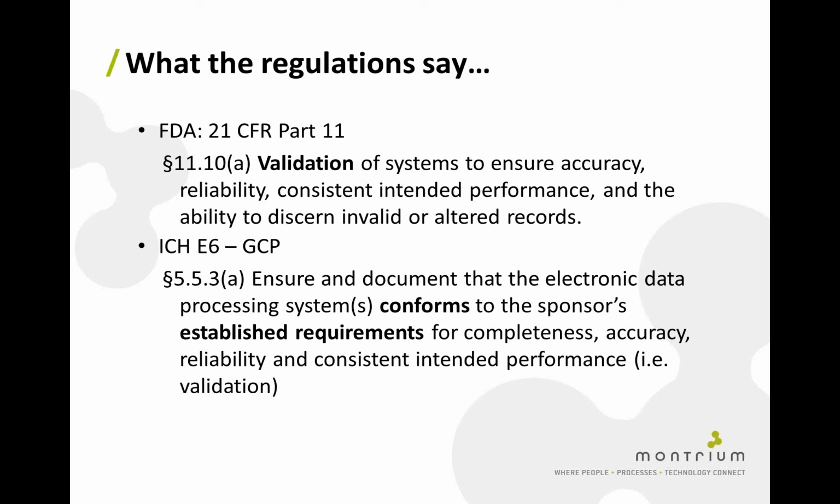In addition to 21 CFR Part 11, there are other regulations as well. An example is ICH E6, good clinical practice, where there's a clear statement, section 5.5.3(a), which says that there should be documentation in place to ensure that an electronic data processing system conforms to established requirements for completeness, accuracy, reliability, and consistent intended performance, i.e. validation. ICH E9 statistical principles also refers to the need for validation and system documentation.